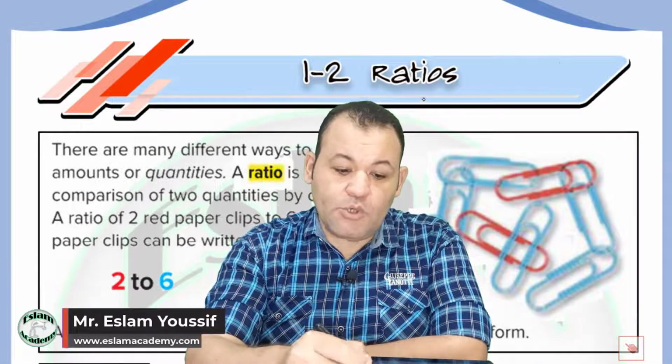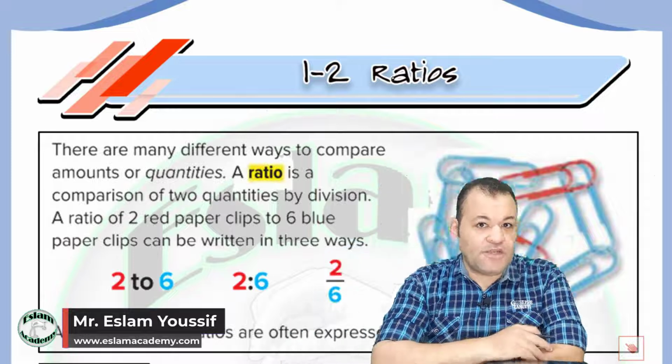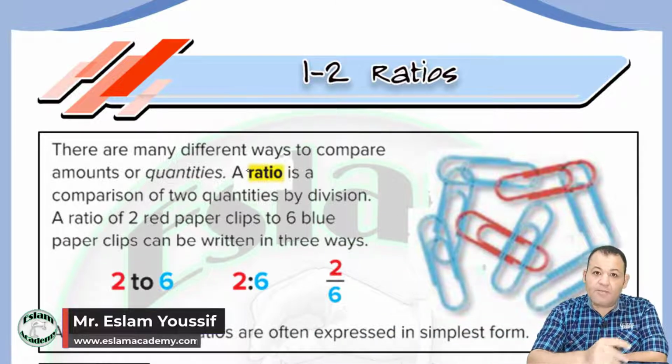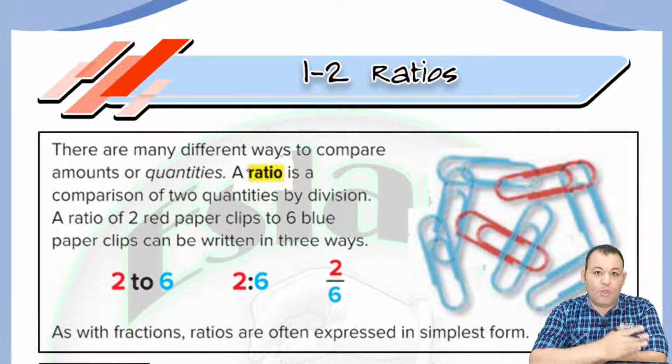In this video we are talking about the ratio. What is the meaning of the ratio? Ratio is comparing between two quantities by division. We compare between two numbers by division. The two quantities or the two numbers must have the same type and the same unit.